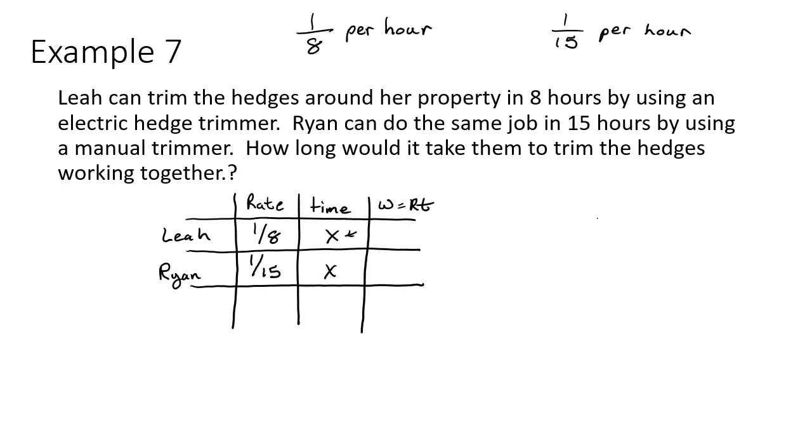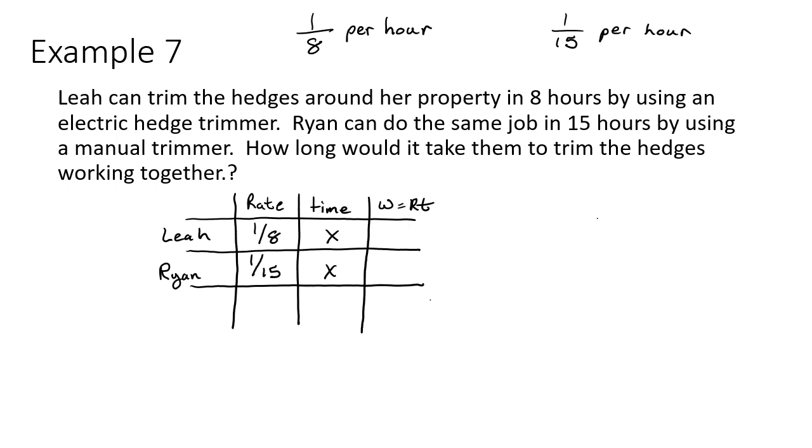In this case, it's X for both because they're starting the job at the same time and they're finishing the job at the same time. If one of these were offset, we would account for that in the variables. So for example, if we were told that Ryan started working 4 hours later, then his time would be X minus 4. He worked 4 fewer hours. But in this problem, they're just working together from beginning to end. So their times are both X, which is what we're trying to solve for.